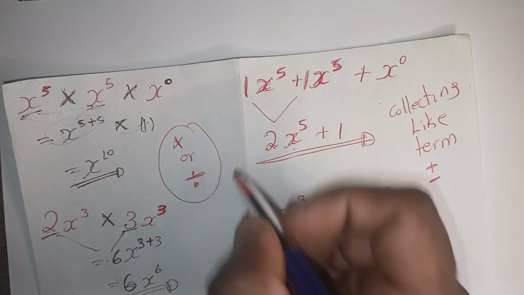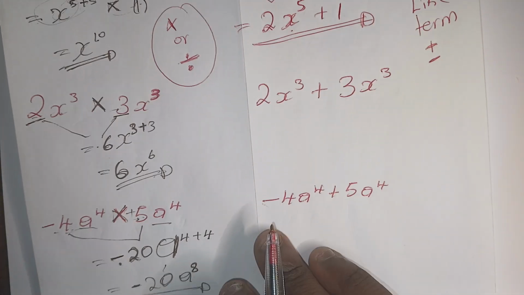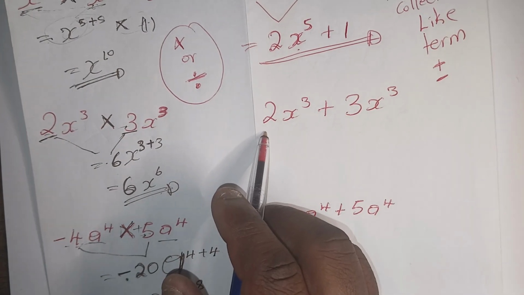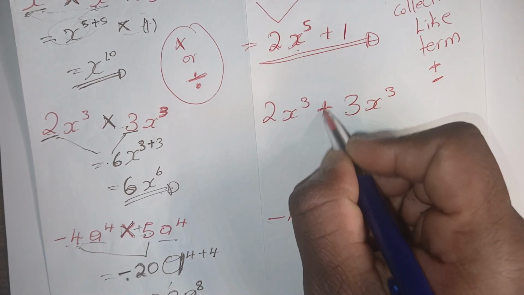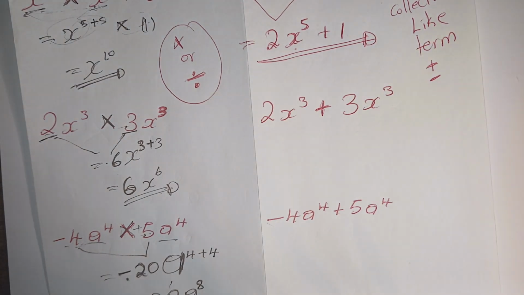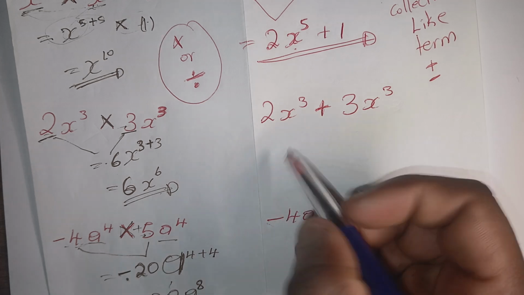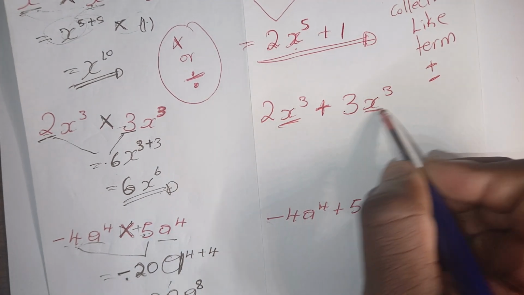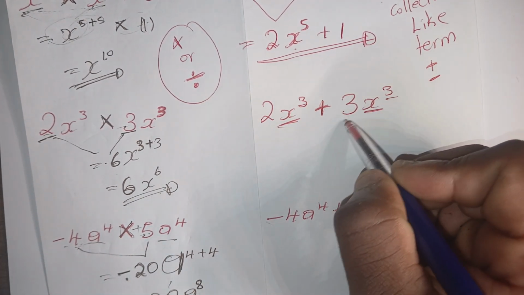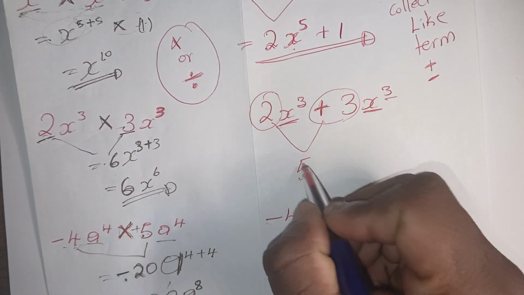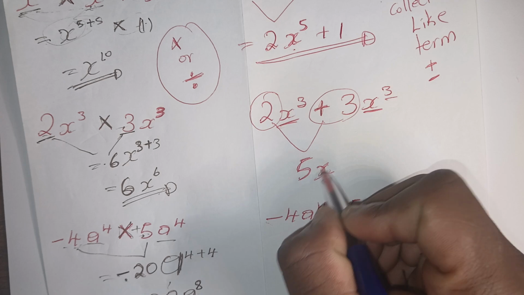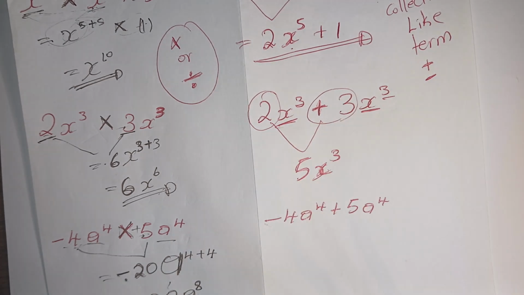Do you understand? So now, if you go downwards from this question, you can see here we see plus, and when you see plus or minus, you should know we collect like terms. Do you understand? So like terms say that when you see the same base and the same exponent, you only take these numbers. So they will give you what? 5, same base and same exponent. Do you see?